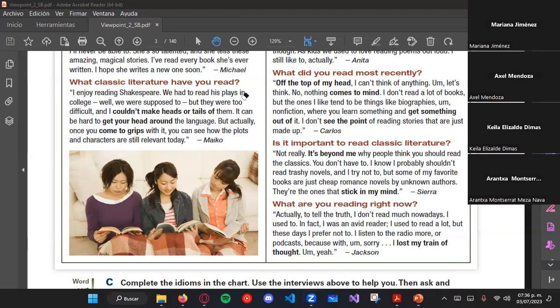What are you reading right now? Actually, to tell the truth, I don't read much nowadays. I used to. In fact, I was an avid reader. I used to read a lot, but these days I prefer not to. I listen to the radio more or podcasts because, sorry, I lost my train of thought.